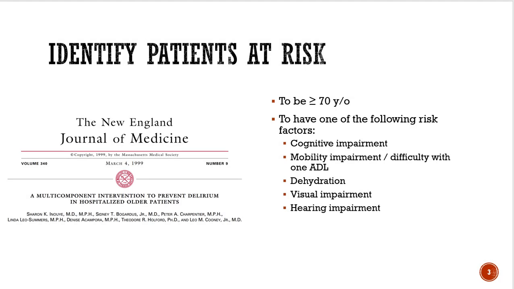You may wonder how to identify patients at risk for delirium. Well, if we look at this study in the New England Journal of Medicine, this is how they define this specific group. The patients were 70 years old or older, and they had one of the following risk factors: cognitive impairment, mobility impairment, dehydration, visual impairment, or hearing impairment.